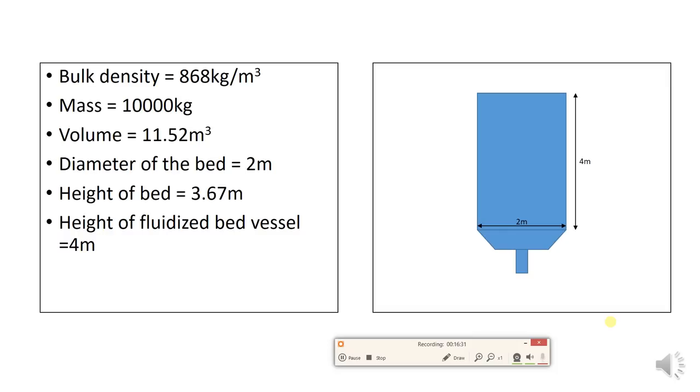To find the dimensions of the fluidized bed, first we calculate the volume of the bed, which we can calculate using bulk density and the mass. The value that we get is 11.52 cubic meters. Next, to find the dimensions, we assume that the diameter of the bed is 2 meters. From the volume of the bed, we get the height of the bed, which is 3.67 meters. For the height of the vessel, we increase it a little from the height of the bed, and we use the value of 4 meters.